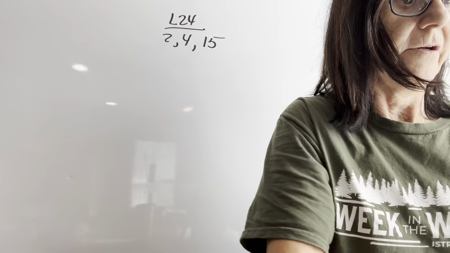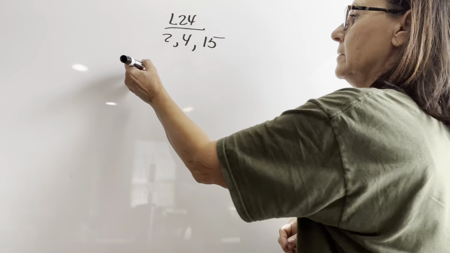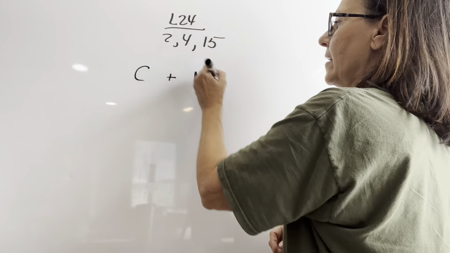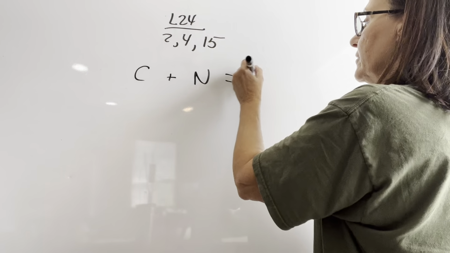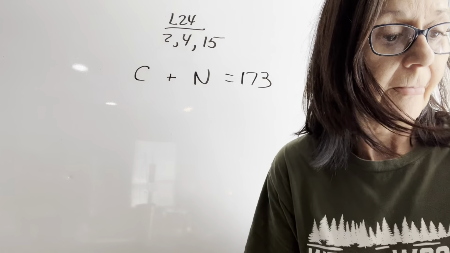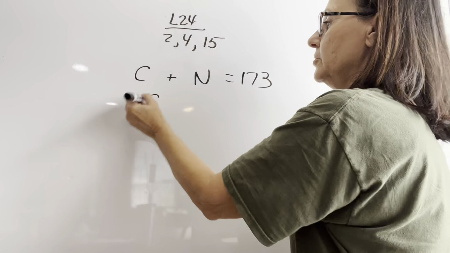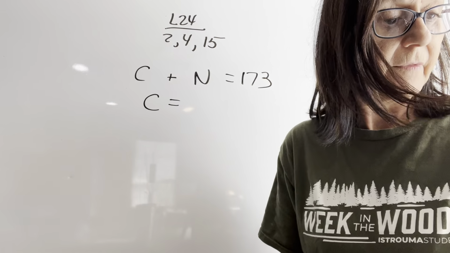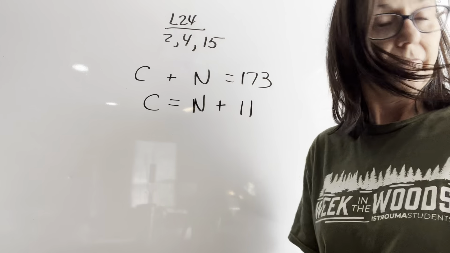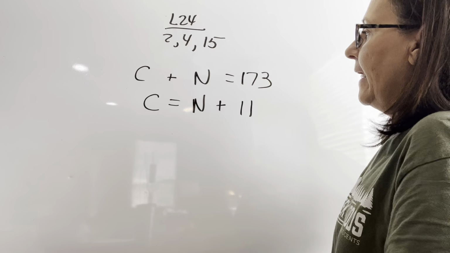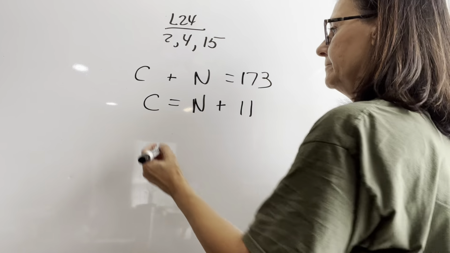Charles and Nellie picked 173 quarts of berries. So if I add up how many they picked individually, it's going to be 173 quarts. How many did each pick, if Charles picked 11 more quarts than Nell? All right, I'm going to subtract n.